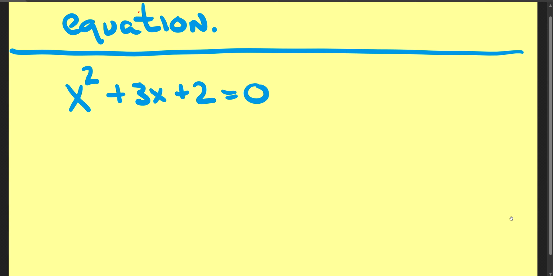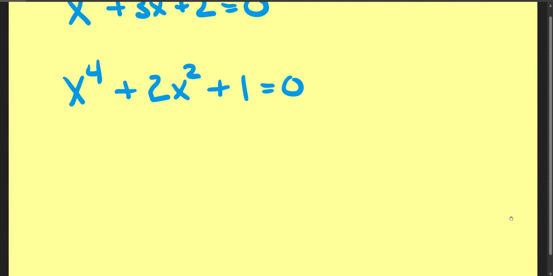Now, if I get something that's quadratic in form, and here's what we're going to encounter in this section, if I have something like x to the fourth plus 2x to the second plus 1 equal to 0, well, this first term isn't to the second power. It's x to the fourth power. But I could conceivably rewrite that so it's something to the second power.